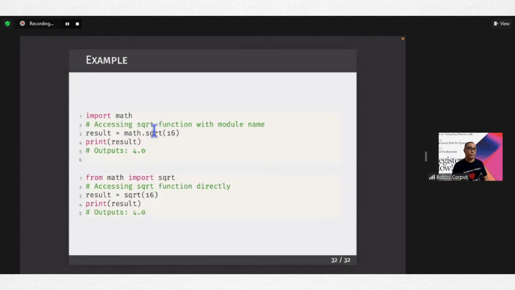Now, there's another possibility, no? Just import the square root from math, and then you can just use the square root function without this prefix here. So for example here, ito squared 16, wala na yung math, no? Kasi we already specified it using like this. Okay, so actually that's the overview, no?